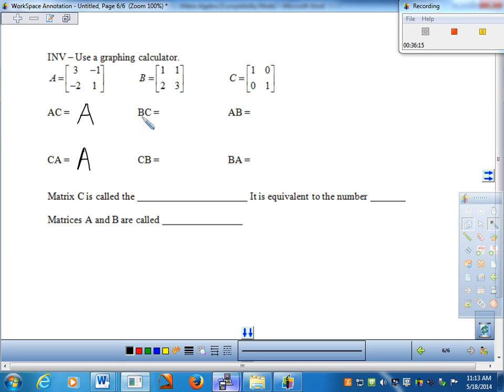Now it just so happens, everybody, just to get this going, when I do B times C, I end up just getting B. So this C matrix, which is exactly what I'm focused in on here, the 1, 0, 0, 1, has a particular name. And so we have it on our notes here. Matrix C is what is called the identity matrix.